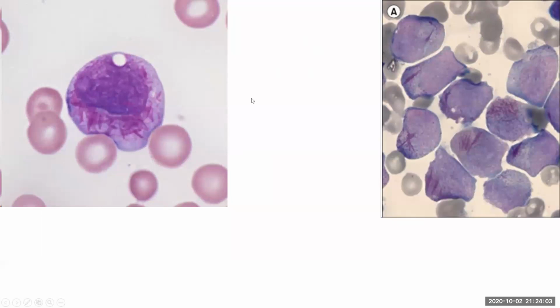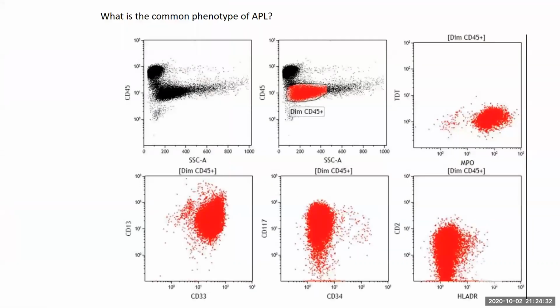So you guys already have the first one. Excellent. All right, go ahead. Somebody describe this one really quick. Packed with Auer rods, right? And that's the whole clue on this entity. So the translocation is what? 15, 17. Yep, 15, 17. Game over.